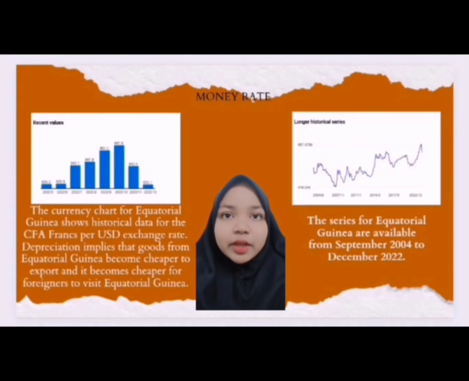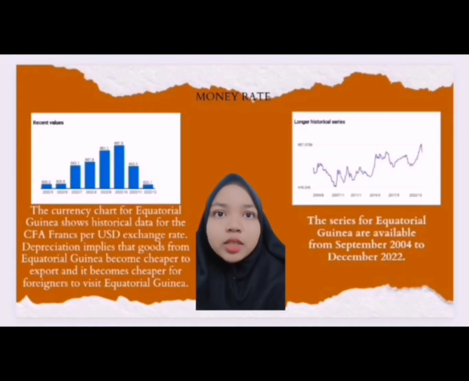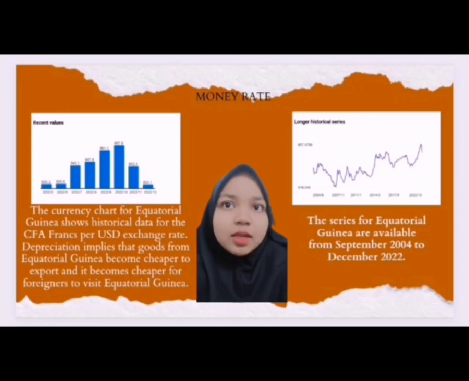Next is the money rate. The currency chart for EG shows historical data for the CFA francs per USD exchange rate. Depreciation means that goods from Equatorial Guinea become cheaper to export and it becomes cheaper for foreigners to visit EG. Then we can see a longer historical series. The series for Equatorial Guinea are available from September 2004 to December 2022.